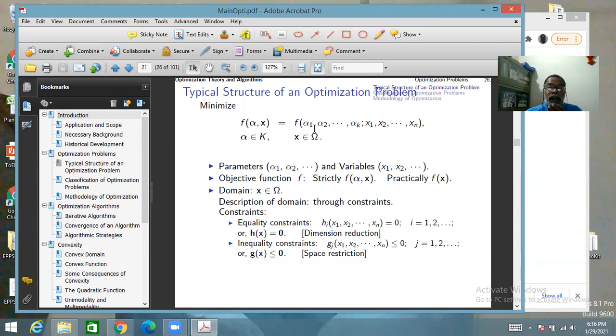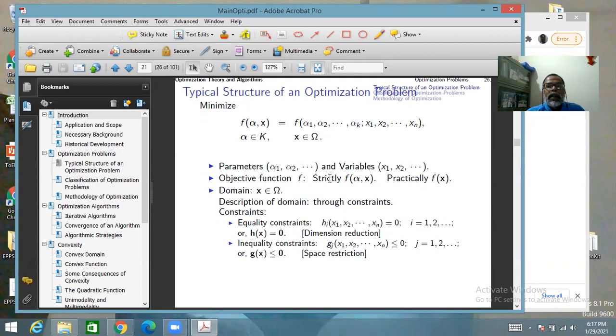Now f is a function. What are alpha and x? Its arguments. Now what is the difference? The alphas are basically called parameters and x's are variables. What are parameters? Parameters are also variables but treated as constants, which we will not change. And this f is the function to minimize, and it is called the objective function. That is the objective of this entire exercise.